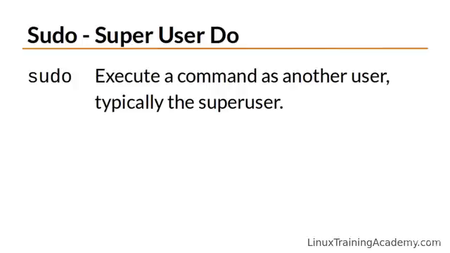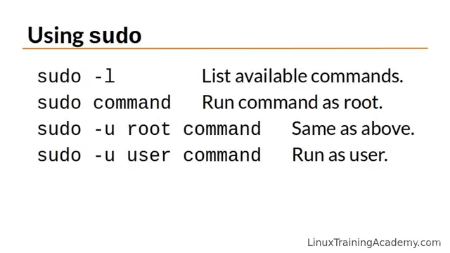To see the commands that are available for you to run with sudo, use sudo space -l. To run a command as a root user, just run sudo space the command you want to execute. You can specify a user with -u. So sudo space -u space root space command is the exact same thing as sudo space command. However, if you want to run a command as another user, you need to specify that with -u. So sudo space -u Oracle space command, for example.